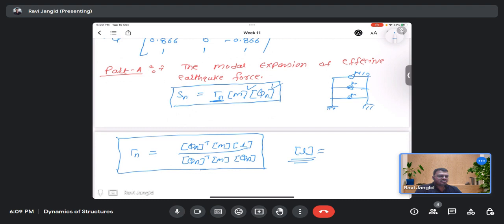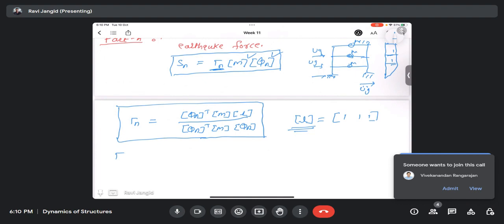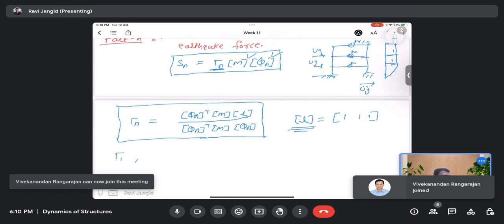Okay, so the influence vector for this: if my ground motion ugt is applied in any direction, my structure will deform, because the ground motion is applied at this point also, and for this also ugt. So that will deform in this way. Ground motion will be applied in the same way for all the stories. So that would be 1 1 1. So the influence vector for this would be 1 1 1. Okay, so now find out the participation factors gamma 1, gamma 2, gamma 3.